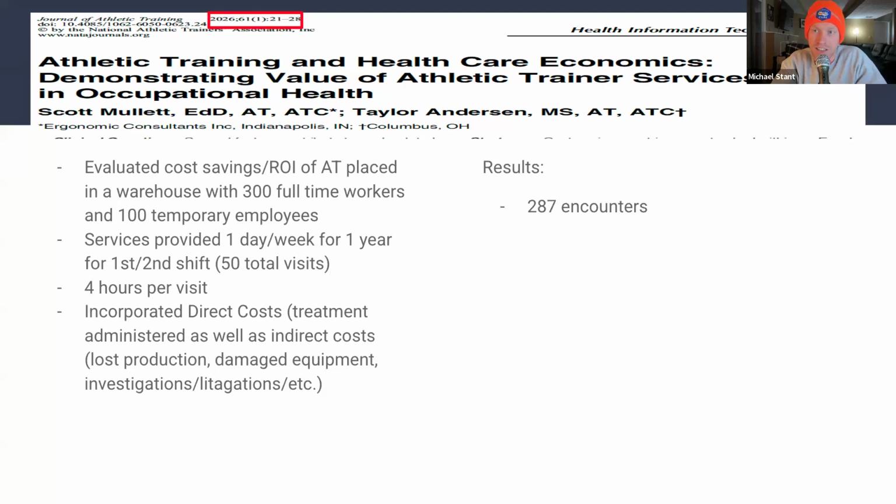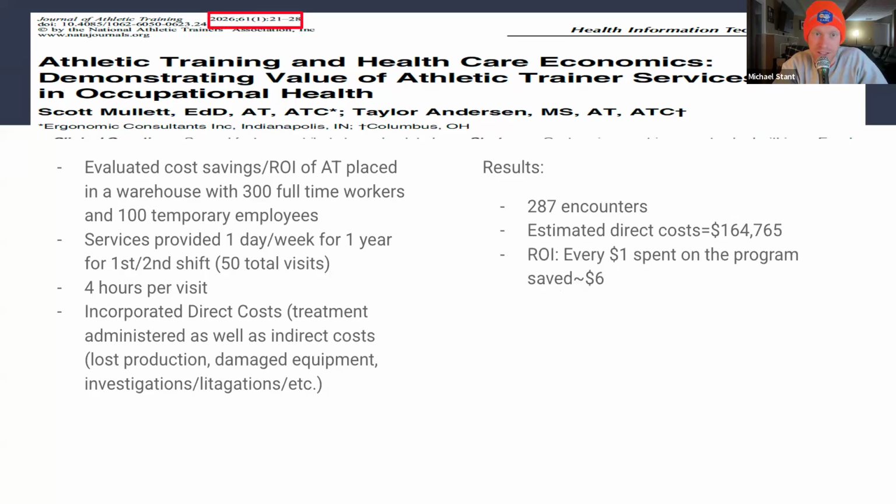So right, there were 287 encounters. An encounter is basically anything. If you talk to a guy on the floor, that counts as an encounter, especially if it's around sleep or anything health related. The estimated direct cost, so all the services, was $164,000.